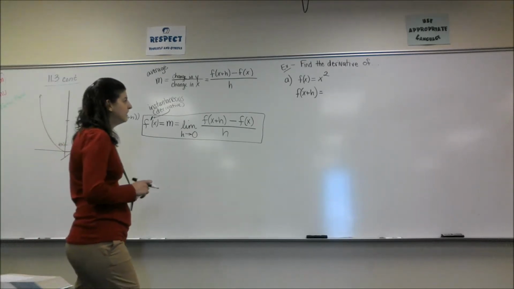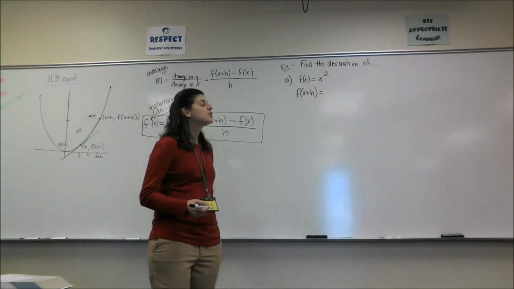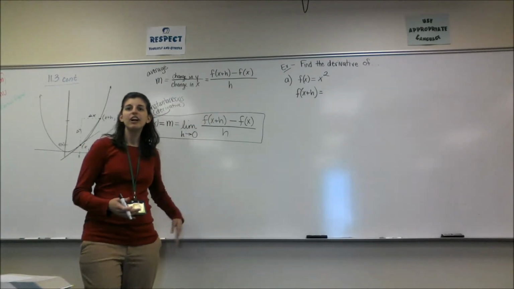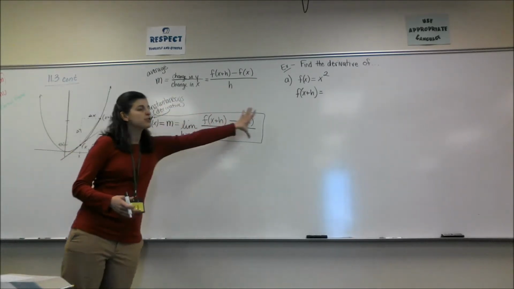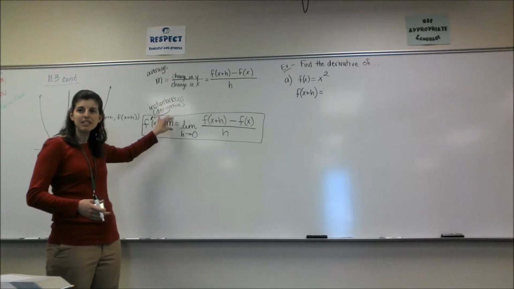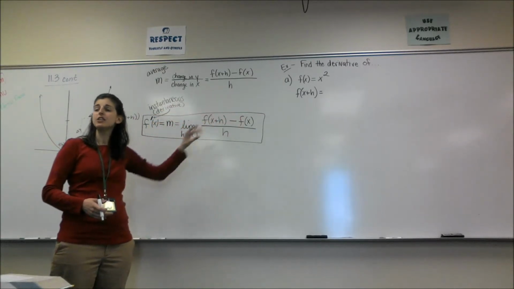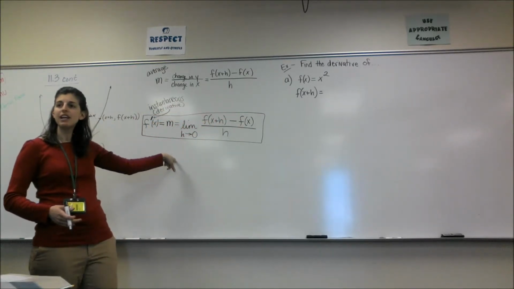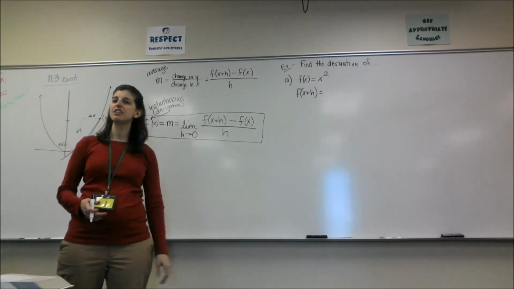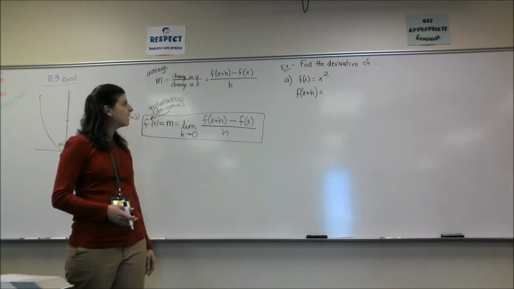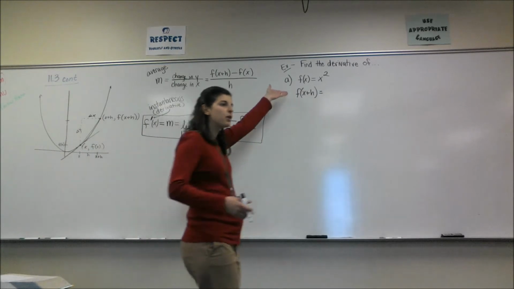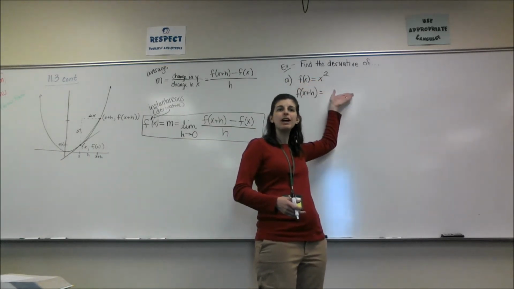Okay. So f of x is x squared here. My formula is this right here. Yes, you need to have that memorized. I've said that before. The limit as h approaches 0 of f of x plus h minus f of x all over h. Our f of x for this problem is x squared.